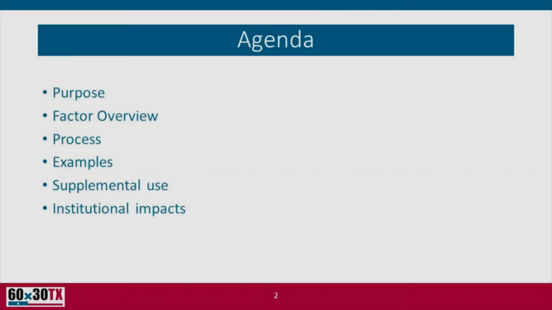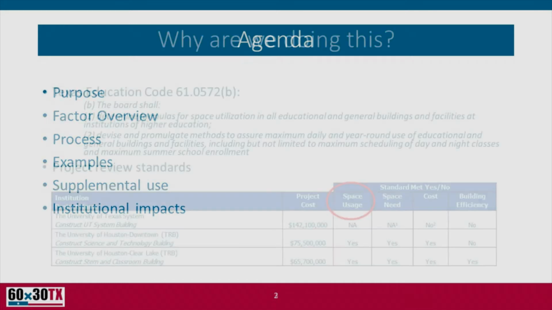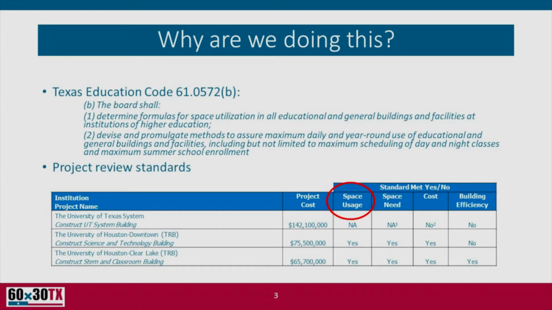The agenda this morning, I'm going to give you what the purpose is. We're going to get an overview of the factors in the model itself, a little bit of process, some examples, some supplemental uses, and institutional impacts. Why are we doing this? Well, the legislature, under Texas Education Code 61, has established 4 different standards by which we evaluate our capital projects that are submitted by you to the coordinating board. One of those is the space use efficiency.